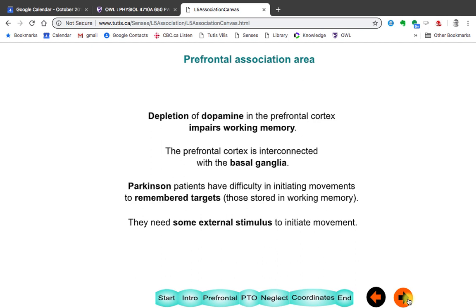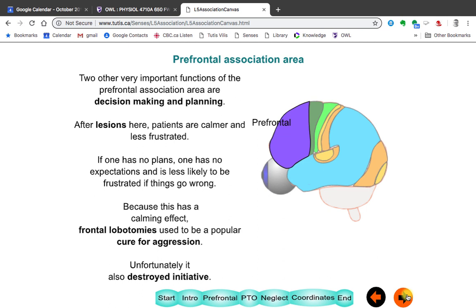So they can't initiate a movement because they can't create a target in their working memory, but they can respond to one that appears there, but not for long. So having this ability for working memory is very important in making decisions and planning. You can imagine looking at a chessboard. You have to remember all these places of where the chess pieces are in planning your moves.